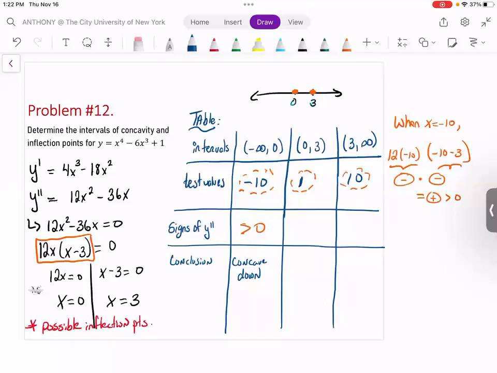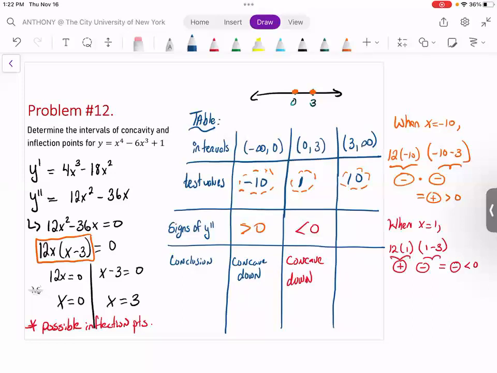All right, now we do it for the second interval. When x is equal to 1, you get 12 times 1, and then 1 minus 3. Well, 12 times 1 is a positive number. 1 minus 3 is a negative number. A positive and a negative, when you multiply them, gives you a negative, which is less than 0. So this will be concave down.